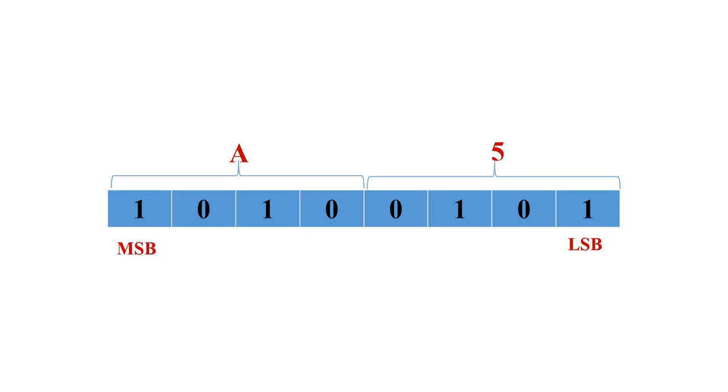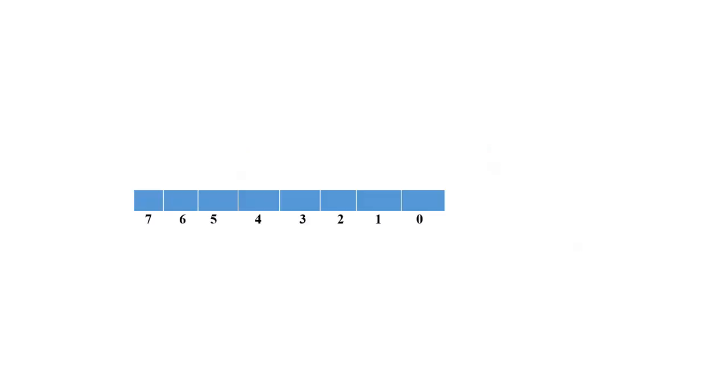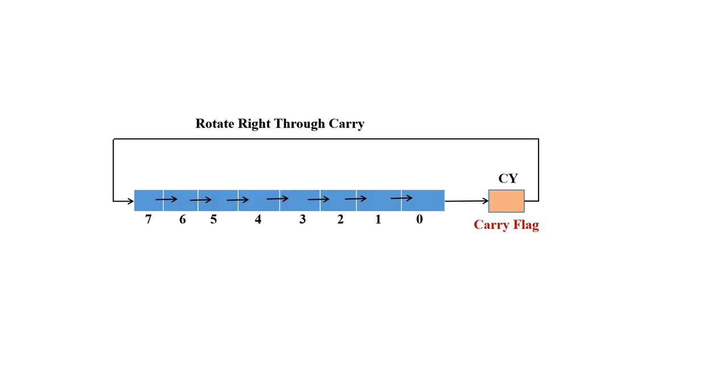Now here first we will see what this rotate right through carry instruction is, because we are using that in our program. So here we have an 8-bit number and we will rotate the bits present in this 8-bit number towards the right with carry. That is, whatever bit is there in the LSB, it will come into the carry flag, and the carry flag bit will go into the MSB. So the new MSB will be the carry bit.